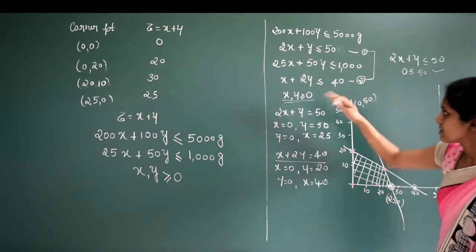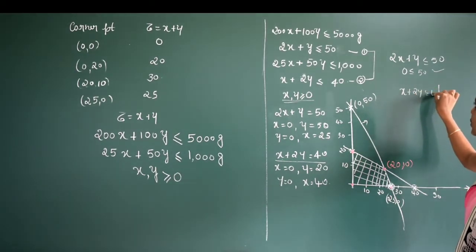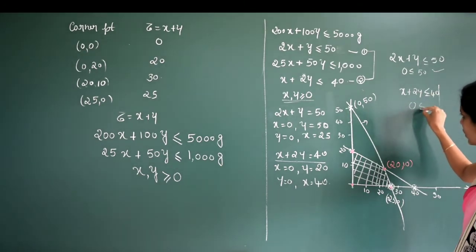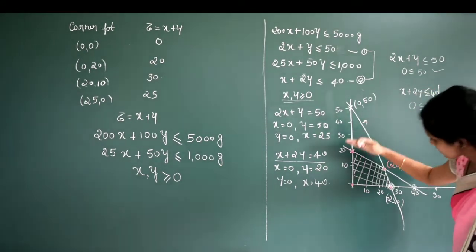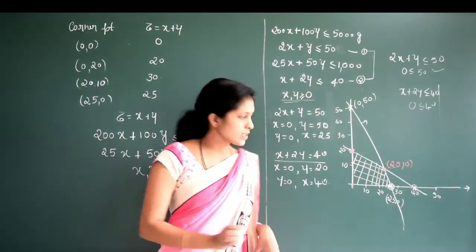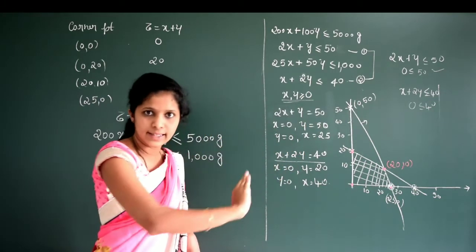Is it clear? Second one, what is the equation? x plus 2y less than or equal to 40. So if you substitute x and y as 0, you get 0 less than or equal to 40. For this also it is true. So the solution region is downwards. Now what is the common region? This will be the common region for both the lines, right?